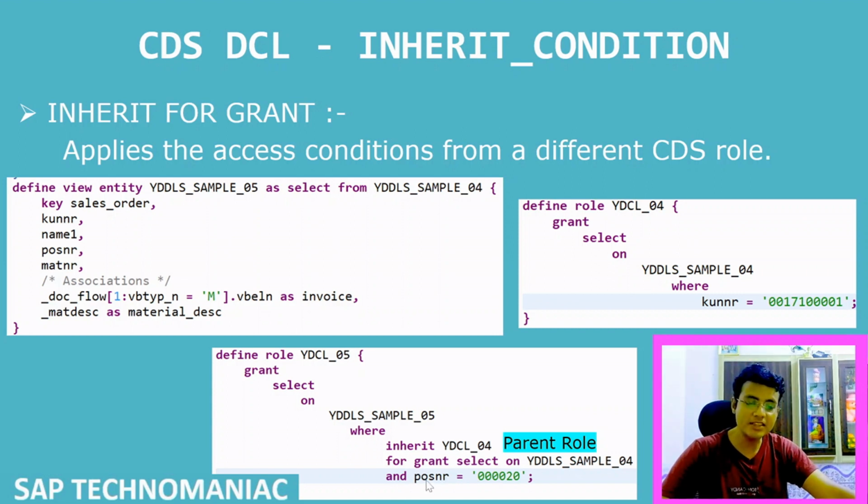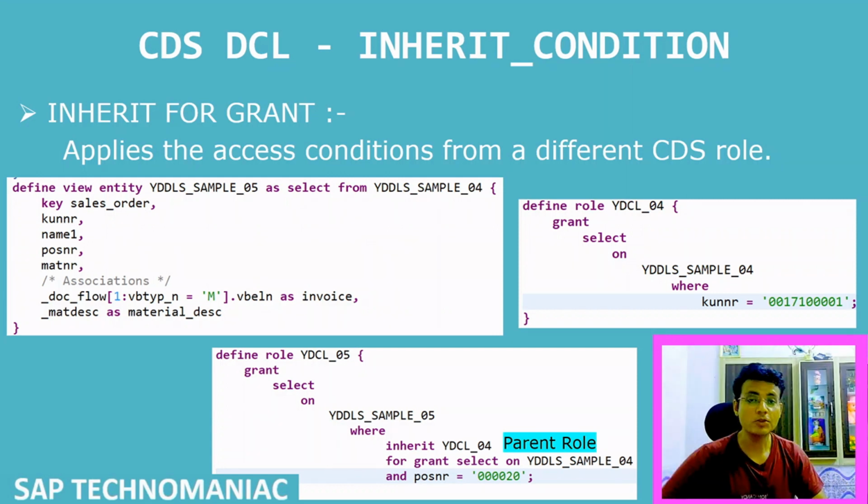We can put additional conditions as well. Apart from this condition, I have put an additional condition where, suppose, the line number should be equal to 20 only, so I get that only for all the sales orders. Basically, this is the first kind of inherit condition, where we call the entire role itself in another role. It is used when we call one CDS entity in another CDS entity and want to apply the other CDS entity's DCL on this CDS entity as well. That time we create this kind of role. This is called inherit for grant.